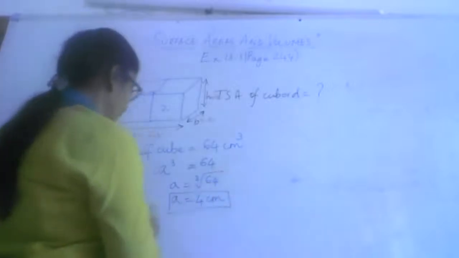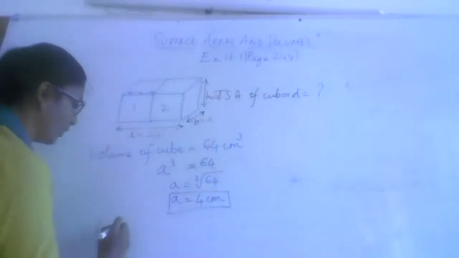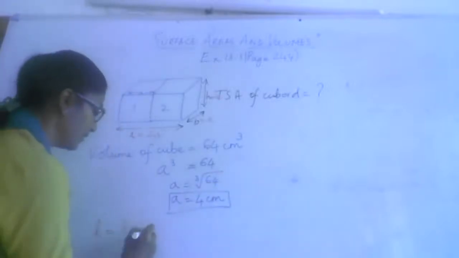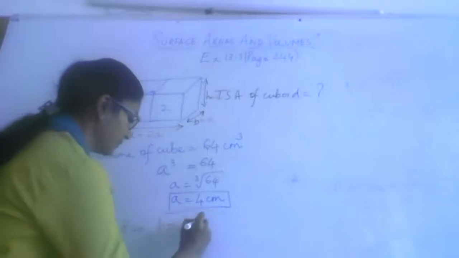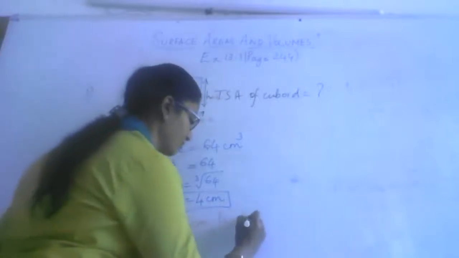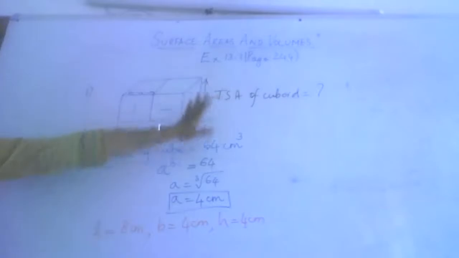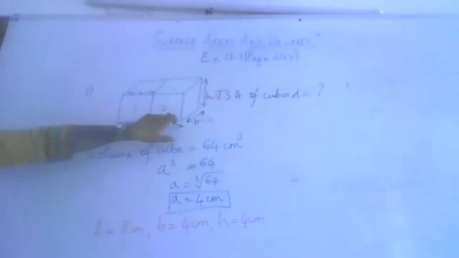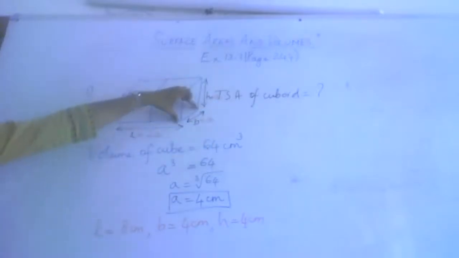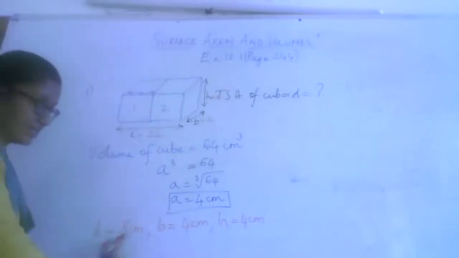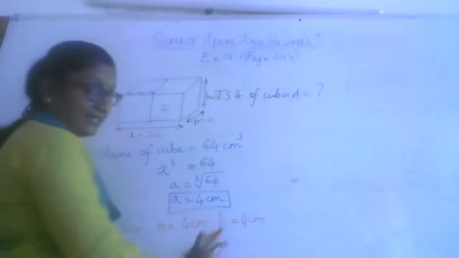So now I know that the length of the cuboid is 8 centimeters, the breadth is 4 centimeters and the height is again 4 centimeters. From the figure you are able to get it. In the cuboid, only the length becomes 2 times the length of the cube. The width and the height will remain the same as that for the cube. That's how I got my L as 8, breadth as 4 and the height as 4.